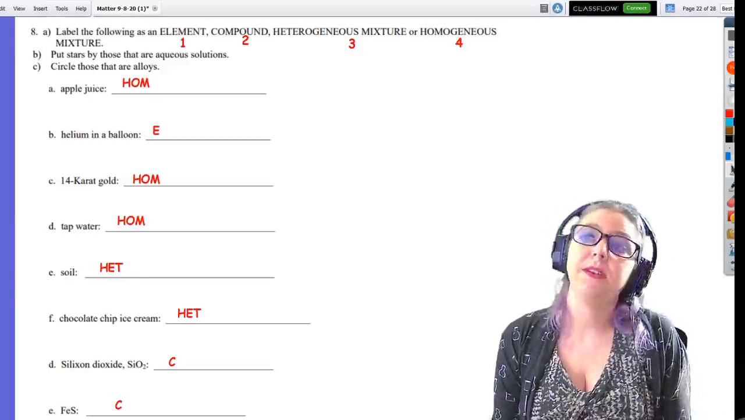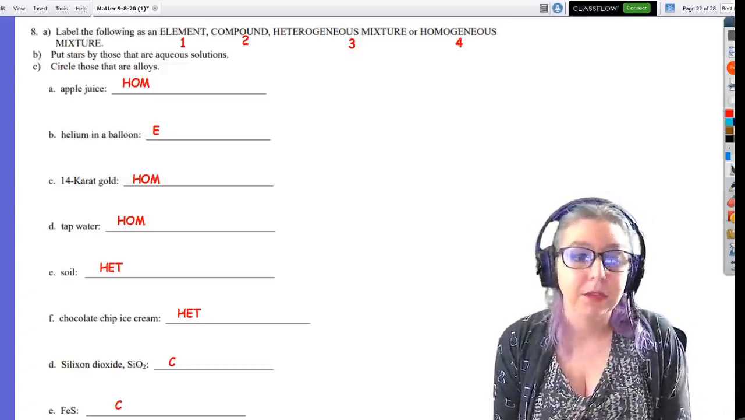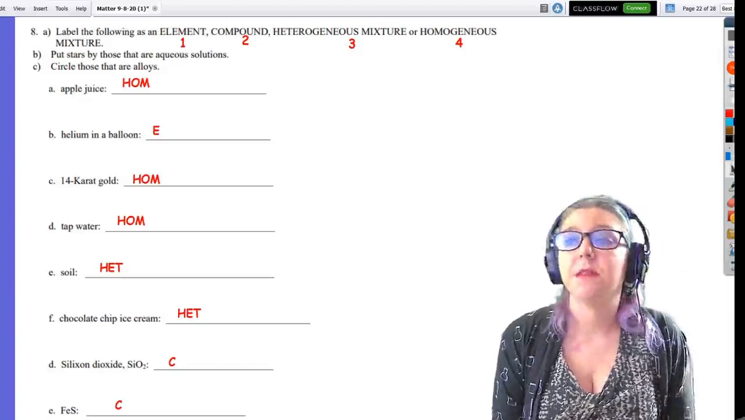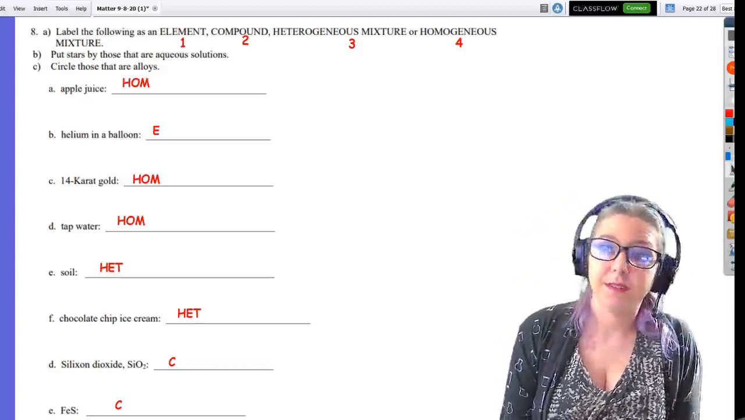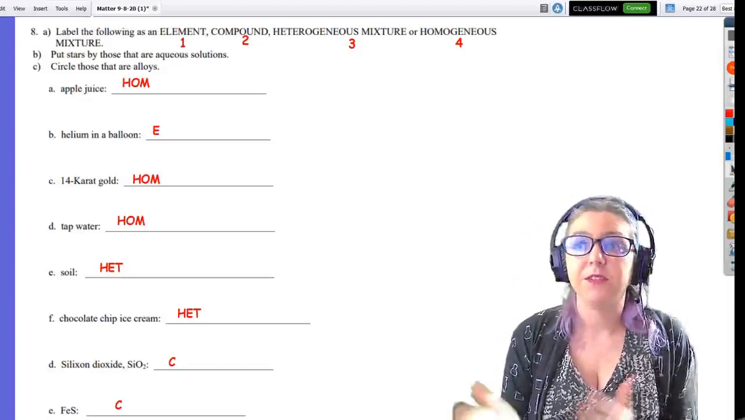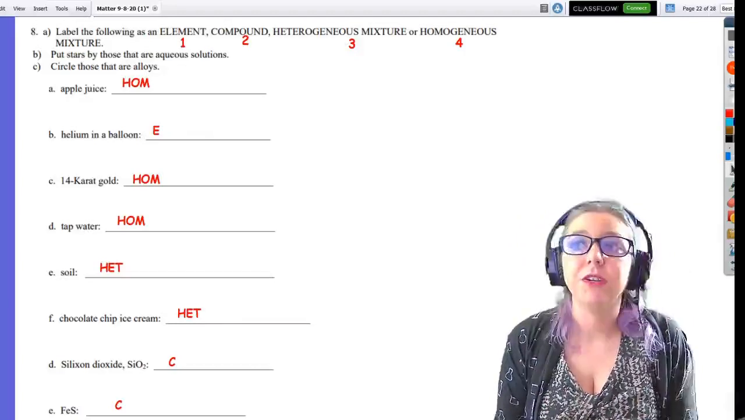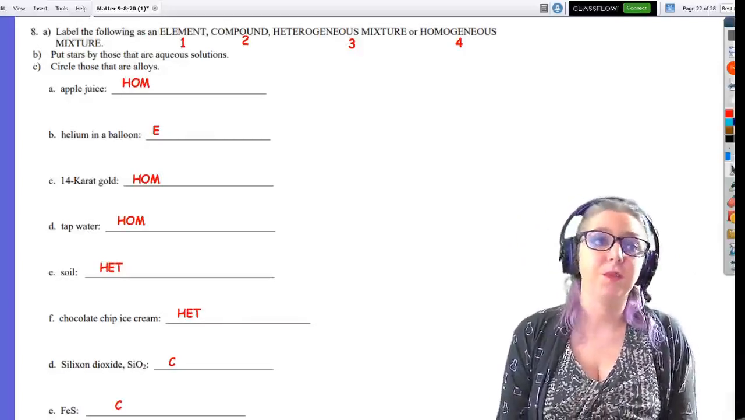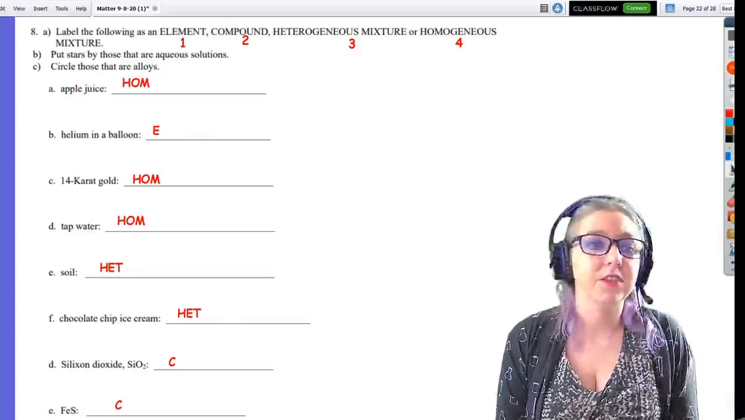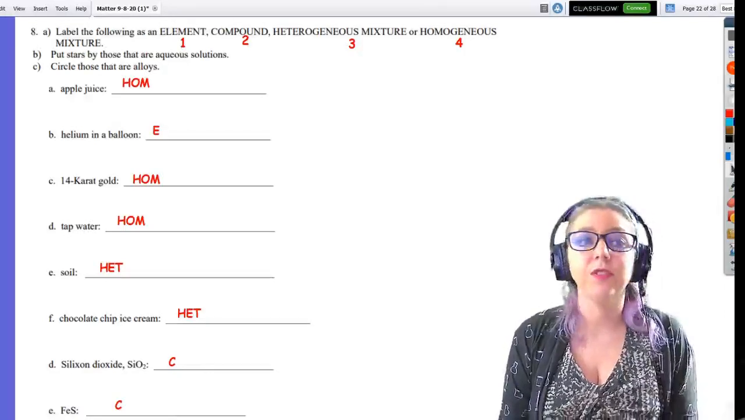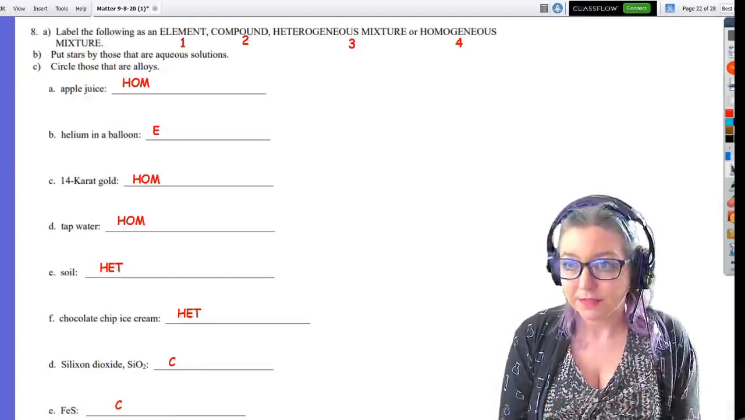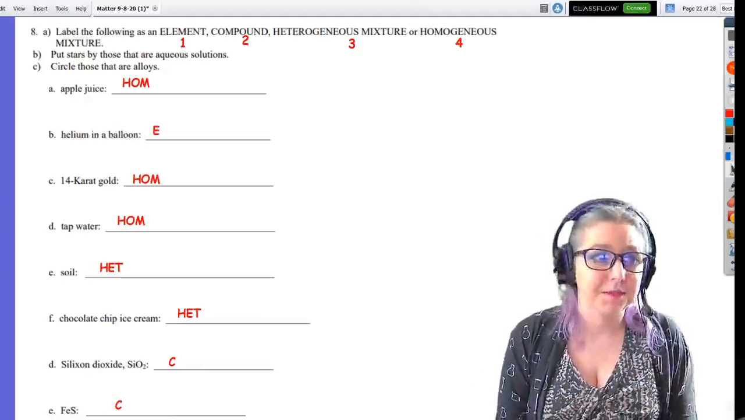Tap water. So a lot of people want to say that tap water is a compound. Well, if it just said water, that would be right. If it said pure water, that would also be right. Tap water, what comes out of your sink, is going to be a homogeneous mixture. There's a lot of electrolytes dissolved in your water. Now, most of the time, that's a good thing. The chloride, the fluoride, those are in our water on purpose for our benefit, but it's still a mixture.